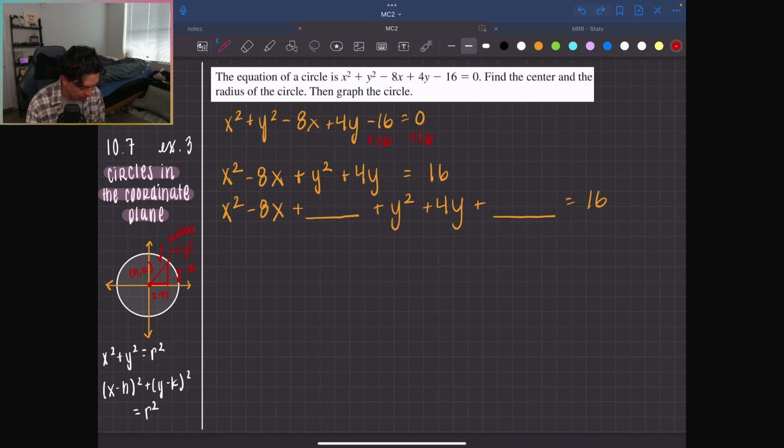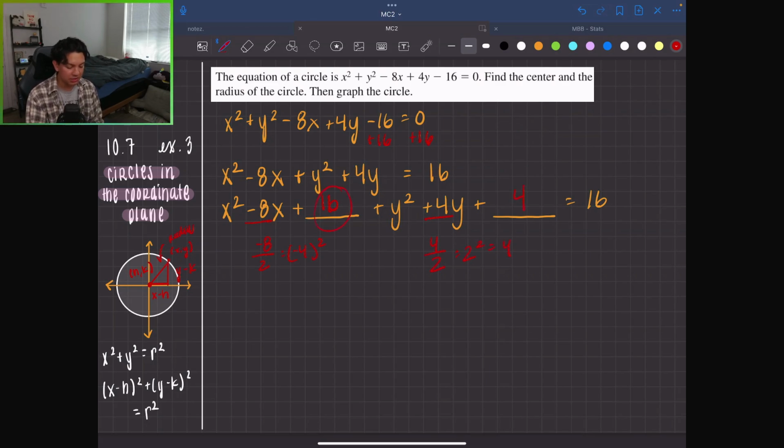So if I wanted to complete the square here, we're going to take this b value. So negative 8 divided by 2 is negative 4. And we're going to square that value. And negative 4 squared is 16. And then for this one also, 4, we take our b value divided by 2 equals 2. And then square that value is going to be 4. So right here, we completed the square.